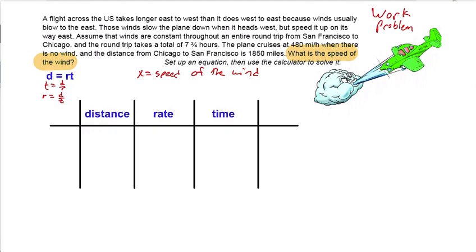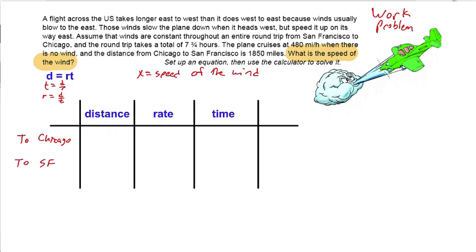The plane cruises at 480 miles per hour when there is no wind. So let's break this up. The flight is going from San Francisco to Chicago. So we'll go with to Chicago, and then to San Francisco. What I'm doing is breaking up the flight into its two components because it's going to take a different amount of time on the way east than it does on the way west.